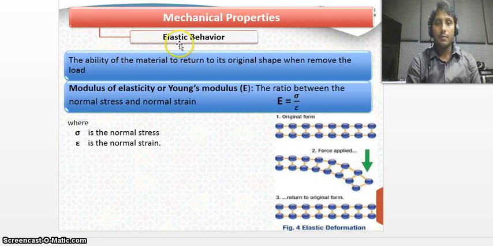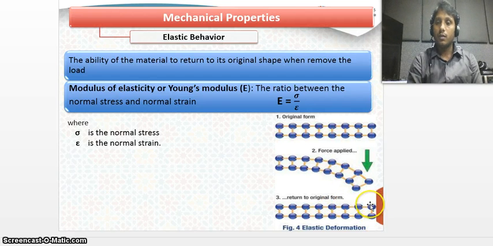Now coming to elastic behavior. This is a good example for elastic behavior. We have an object like this. This is the original form of the object. If you apply a force on the object, it tends to bend like this. When you apply a force, there will be some deformation in the material. If you remove this load, the material may return to its original position. This returning to its original position can be defined as elastic deformation: the ability of the material to return to its original shape when the load is removed.